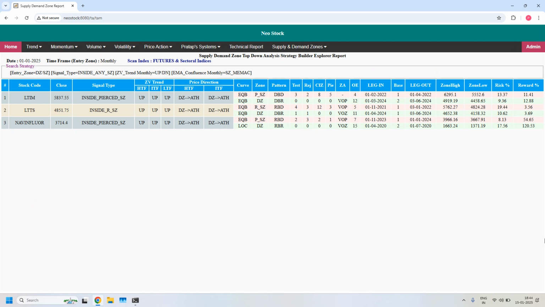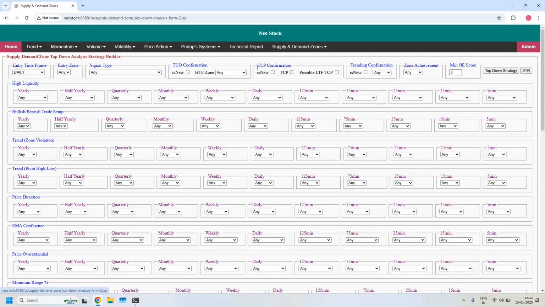So these monthly supply zones are having EMA Confluence, but unfortunately all these monthly supply zones are pierced supply zones. But you know how to deal with pierced zones. You already learned 3 strategies in lesson 28. Okay, this is about monthly time frame, and the next time frame is weekly.